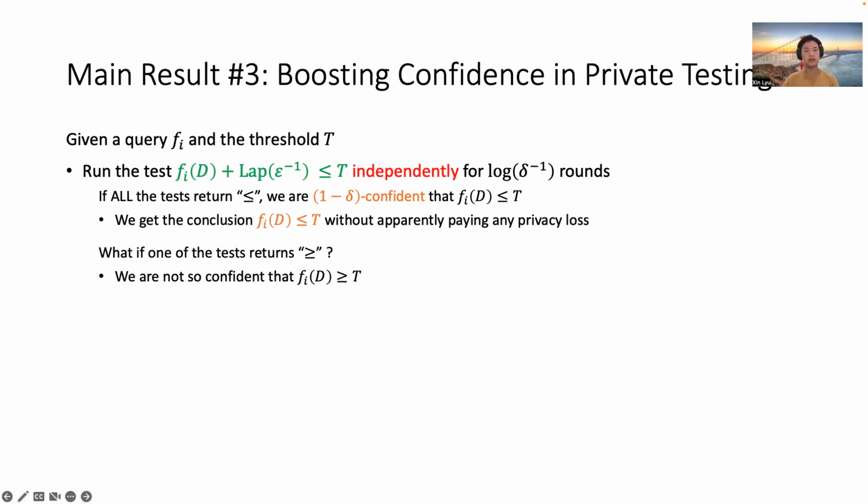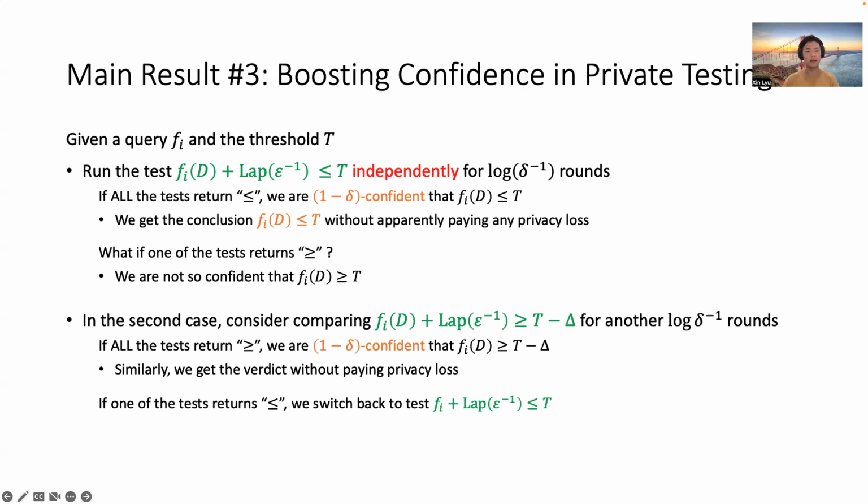When we repeat the test many times, we are more likely to see the result that f_i plus noise is greater than t. Still, we might hope that f_i of D is at least lower bounded by t minus some quantity. That's what we would like to verify in the next step. So if we happen to enter the second case, then we consider comparing f_i with t minus delta for some parameter delta we are going to set later.